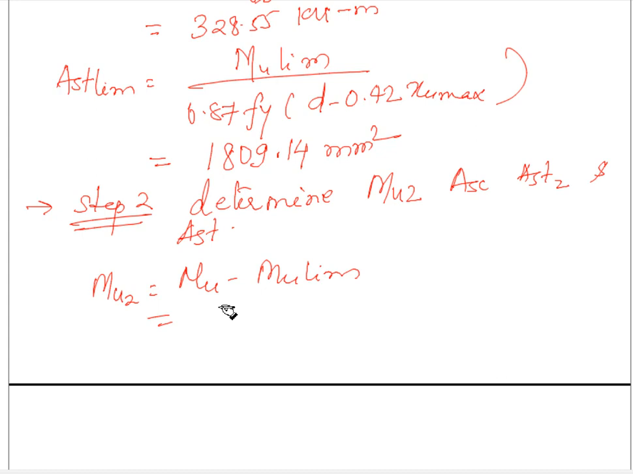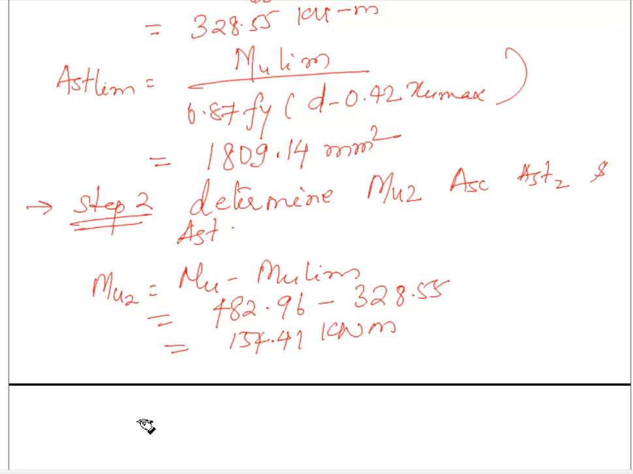So Mu is 482, which we have already calculated in the preliminary step. Then Mu limiting, calculated in step number 1, is 154. This is the additional moment for which we need to design a doubly reinforced beam, for which the doubly reinforced beam requirement has come. So Mu2 is calculated. For calculation of ASC we need to calculate FSC.